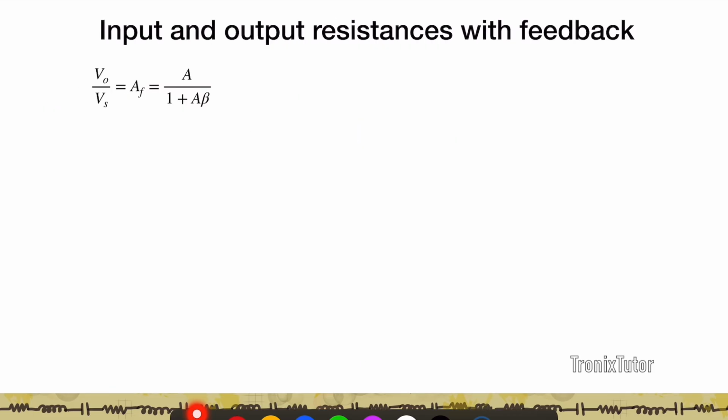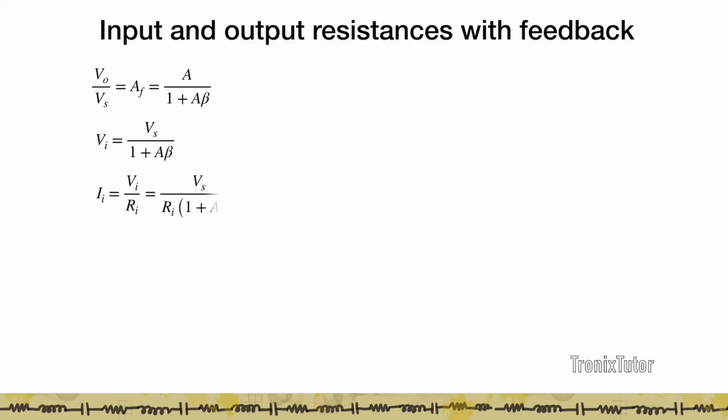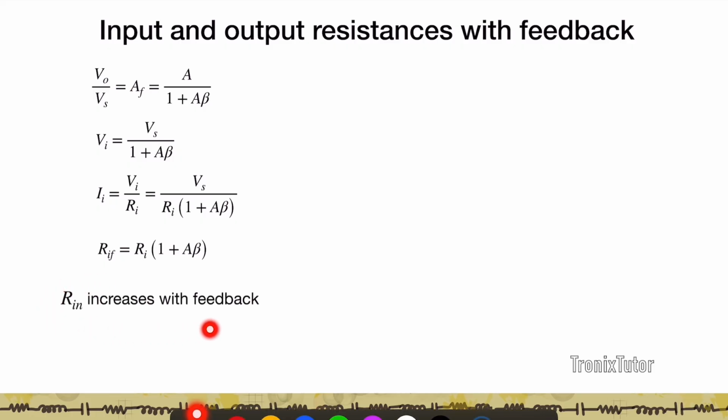Now if I look at the input resistance and the output resistance with feedback. Now V naught upon Vs is AF, and that's given by A by 1 plus A beta. Now Vi is nothing but Vs by 1 plus A beta. We looked at it when we did the signal flow diagram. And so if I look at Ii, that is the input current is given by Vi by Ri, and that's going to be given by Vs divided by Ri times 1 plus A beta, right? So with feedback, the input resistance, right, increases, which was initially Ri, now goes up by 1 plus A beta times Ri. So Rin essentially increases with feedback.